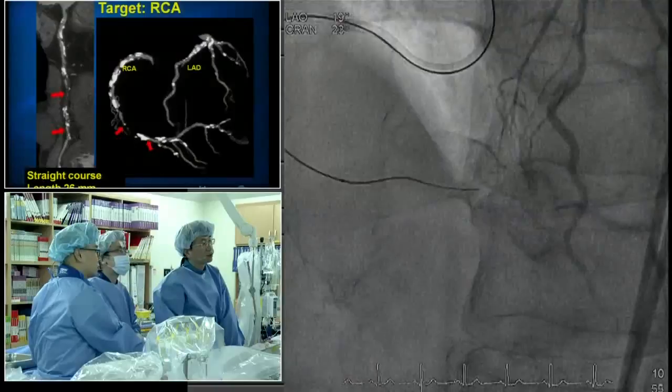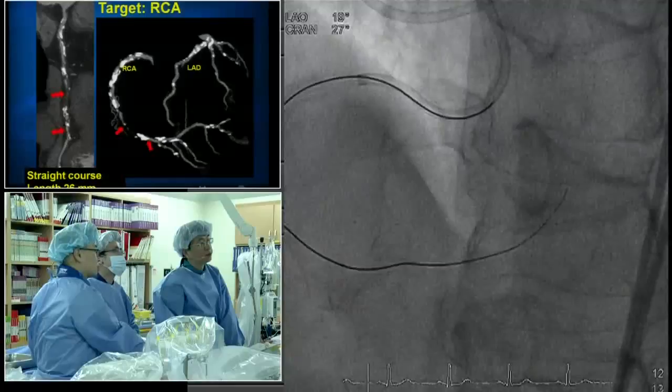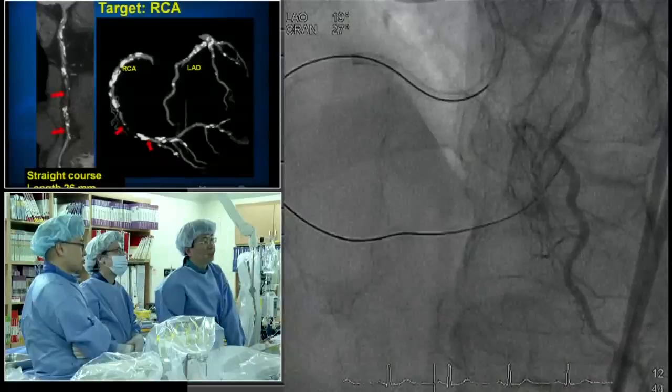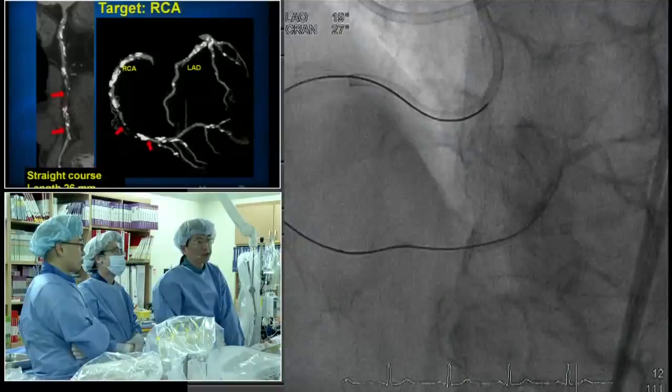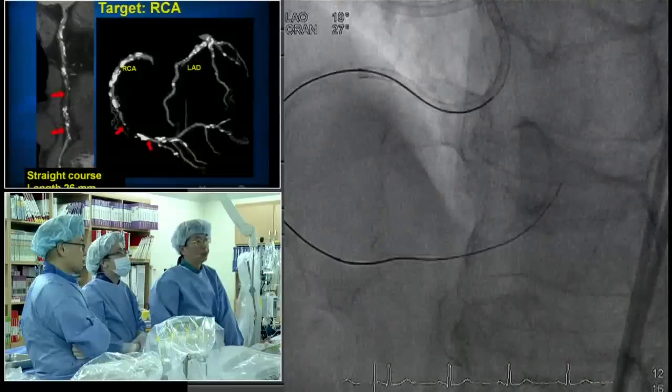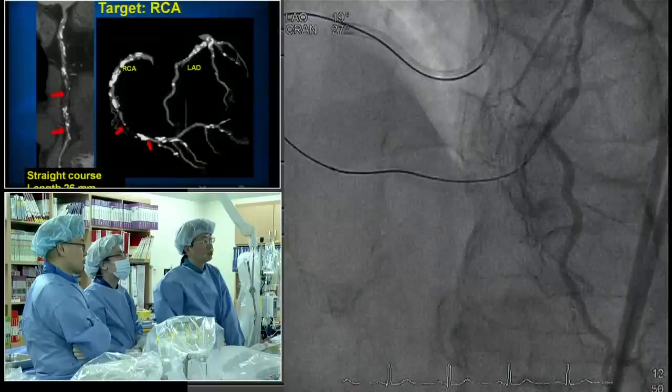Okay, next. Okay, next. Okay, the wire is going to, I hope the wire is into the distal true lumen. I'm very lucky because a micro channel is usually visible in 30% of CTO segments, though the pathology finding is nearly 80%. So in this case, it's a very big micro channel developed after the initial angiography. So I'm very lucky to see the big micro channel. So now, next.